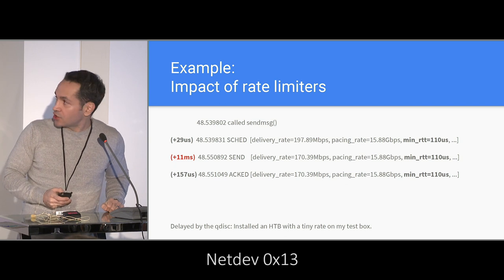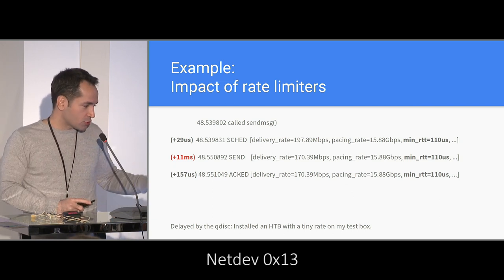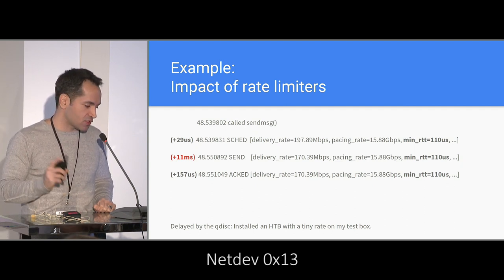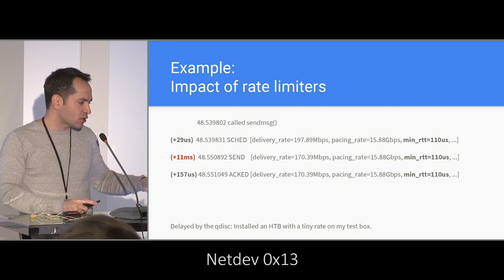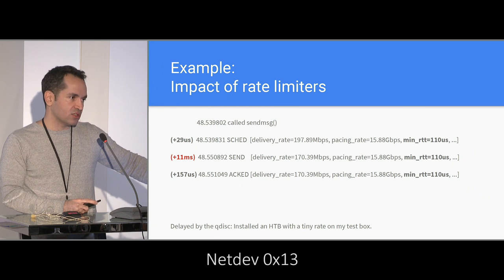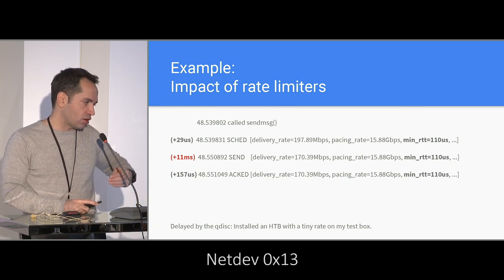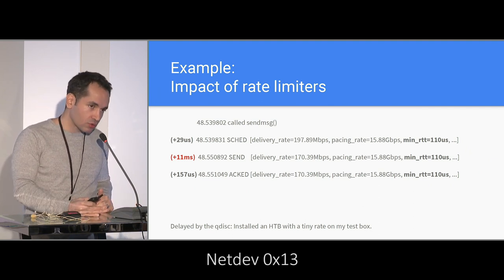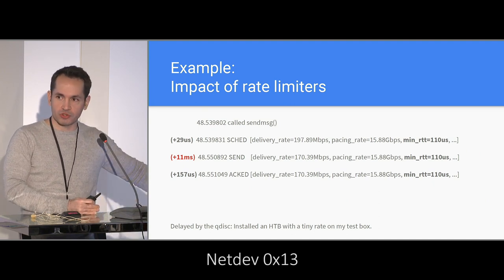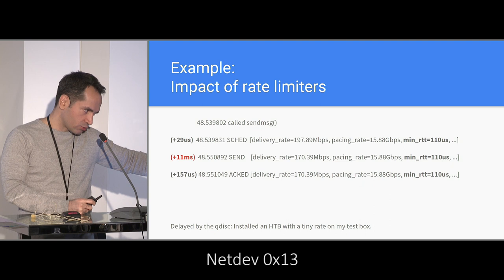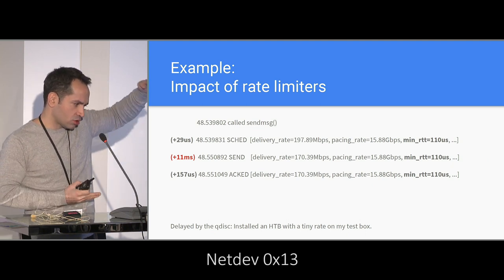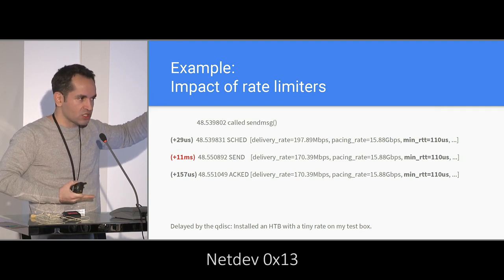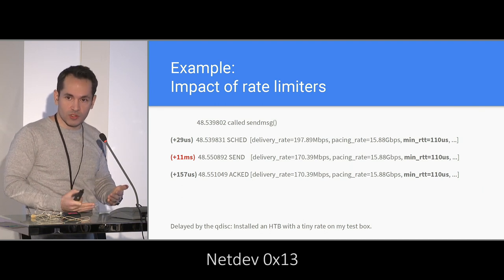Let's say you call your send message at some time. 29 microseconds after this, TCP sends it out to the qdisc. So the packet is there, and it takes about 11 milliseconds to send this packet. This is from production traffic. It actually sends the packet out after 11 milliseconds. Why does that happen? It basically means something throttled your packet. I installed an HTB on my machine to generate these timestamps. So just looking at these numbers, you can say the main bottleneck is between entering the qdisc and giving it to the device driver. So I'm basically spending most of my time inside the qdisc.